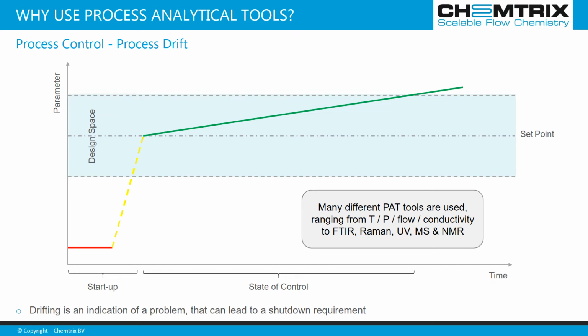So there's many different PAT tools that you can be using. What we're going to discuss is that these can range from anything from temperature, pressure, flow, conductivity, through to FTIR, Raman, UV, mass spec. We're seeing a lot of online NMR tools being used also.